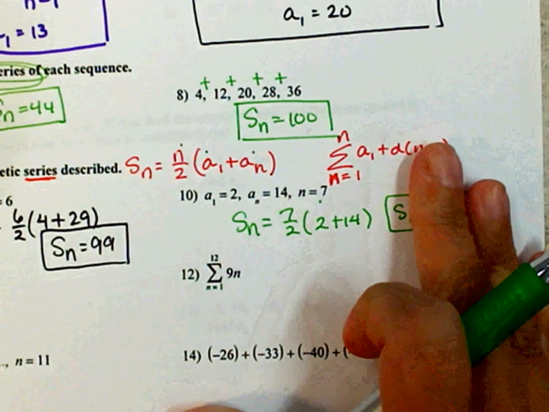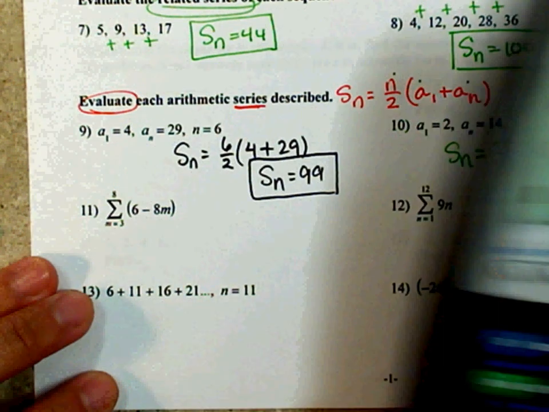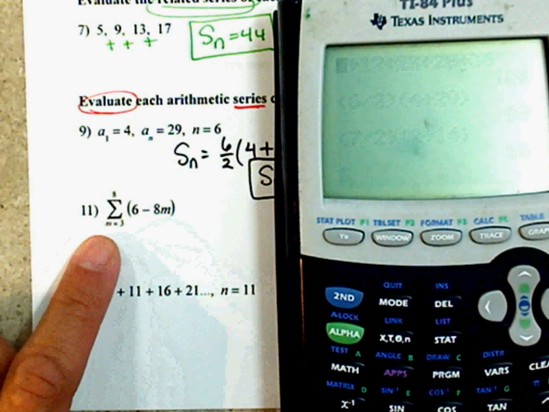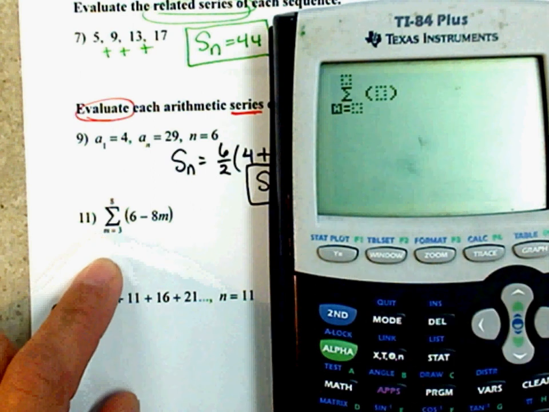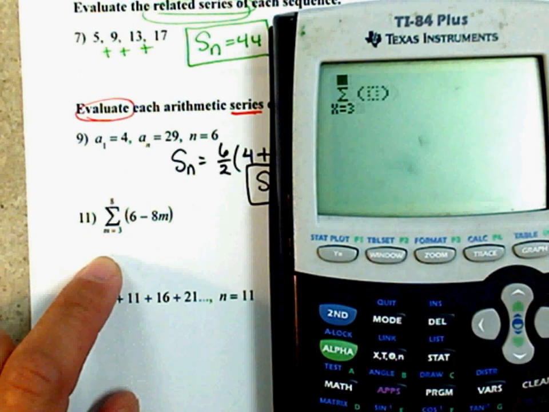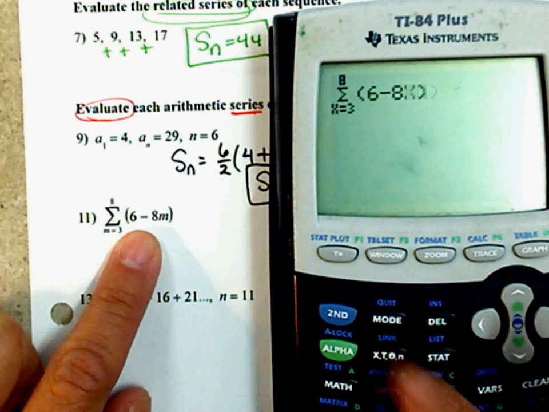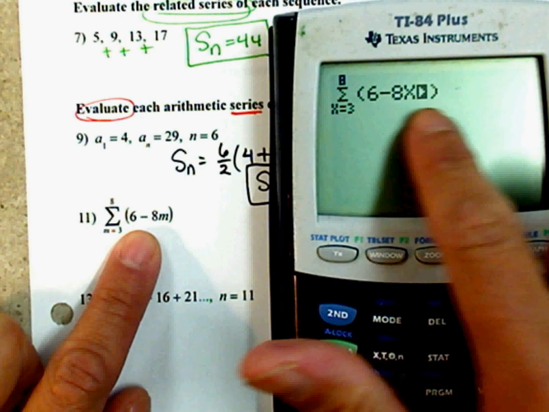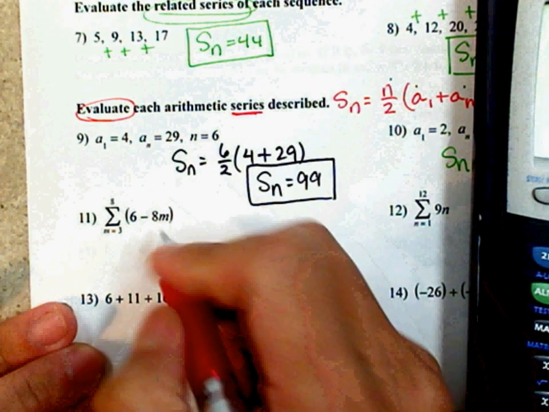All right. Number 11. Okay, it's in sigma form. You type it just like you see it. Alpha window number 2. X is 3. Right click. N is 8. Here's your formula. Type it just like you see it. Make sure it's inside the parentheses. Equals. The sum of that one is negative 228.